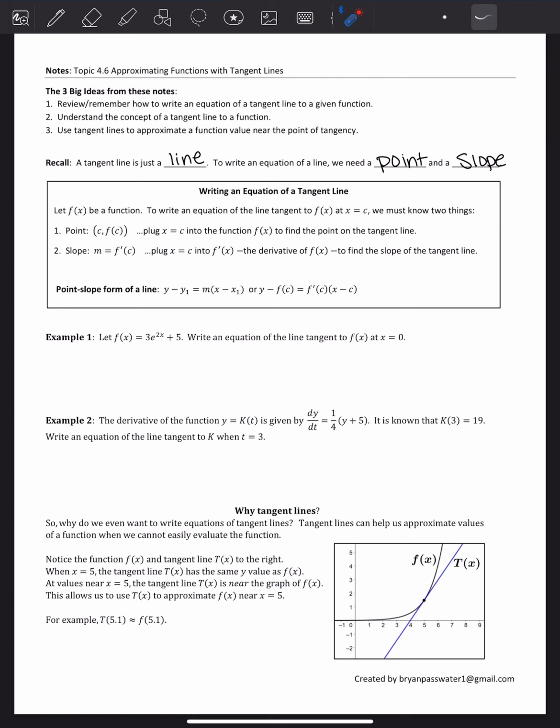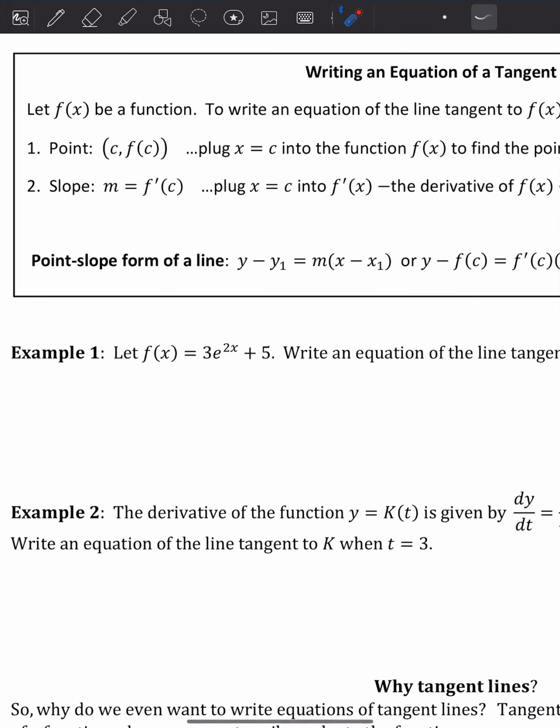Point slope form is realistically our easiest option, and our slope is that derivative. So let f of x equals 3e to the 2x plus 5. Write the equation for the line tangent to f of x at x equals 0. So we're just writing the equation of a tangent line. So the things that we need to find is f of 0 to get our point, and f prime of 0 to get our slope.